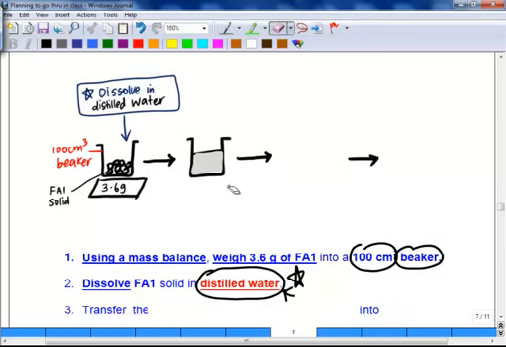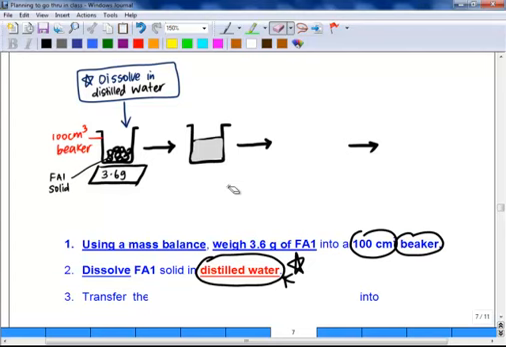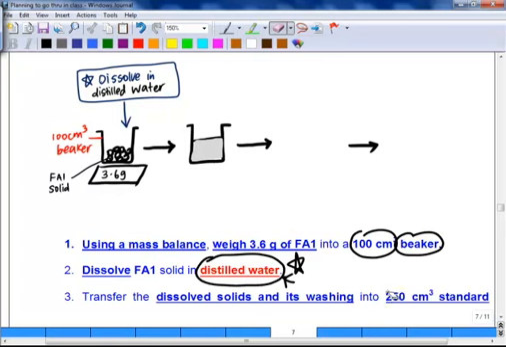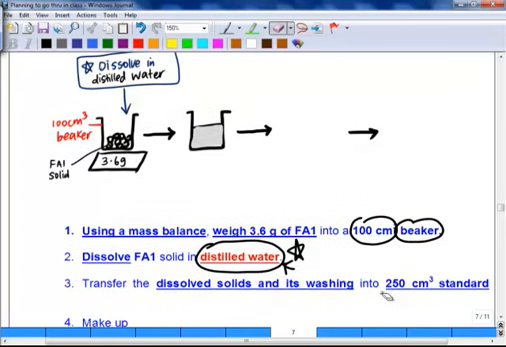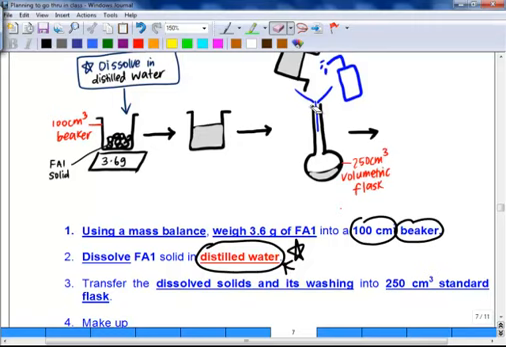After distilled water, what? Transfer the dissolved solid and the washing into the 250 cm3 standard flask, not distilled flask. Then you must remember properly. It's called standard flask or volumetric flask. Everybody okay? After you transfer already, what do?